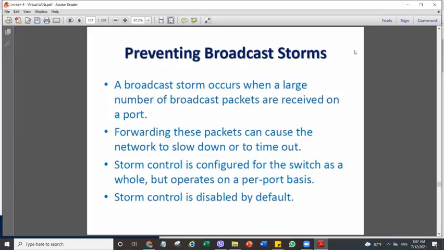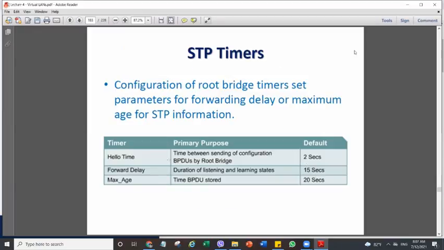So, which is our lecture 3. Default values for the hello time, forward delay, maximum age. These are the timers incorporated with the spanning tree protocol. So you adjust the timers to optimize the stabilization, or as per the requirement of the network, you optimize those timers.